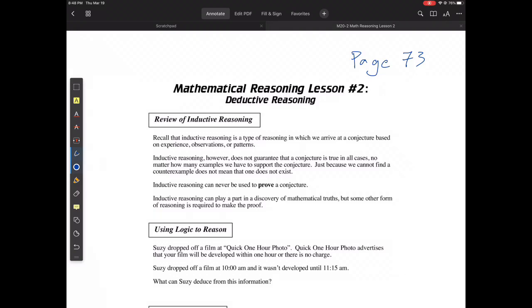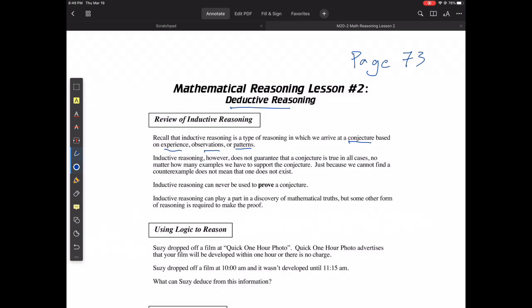Hello everyone. Okay, so we're going to take a look at Math Reasoning Lesson 2, which is going to focus on deductive reasoning. So when we talked about inductive reasoning in the last lesson, we said that inductive reasoning is a type of reasoning in which we arrive at a conjecture based on experience, observations, or patterns. So we're looking at just set examples of things that are going on, and then we're going to say, oh, well, we're going to assume that it continues.